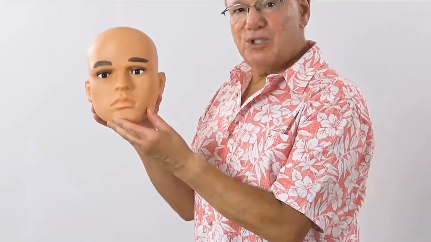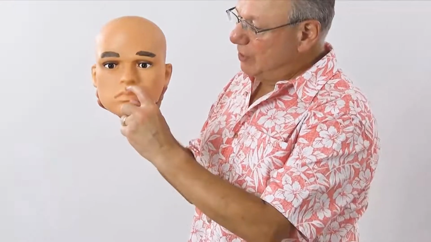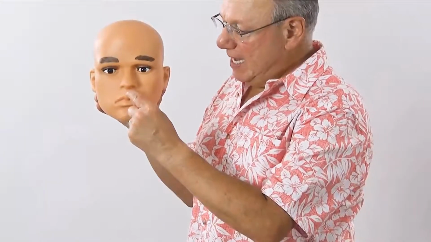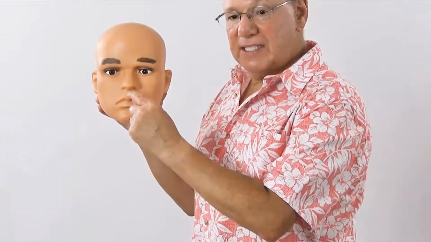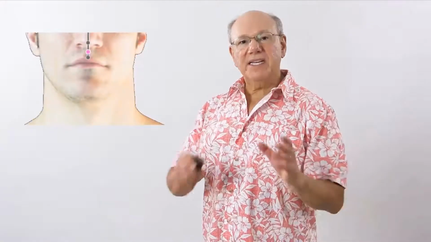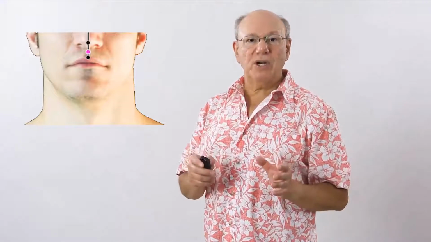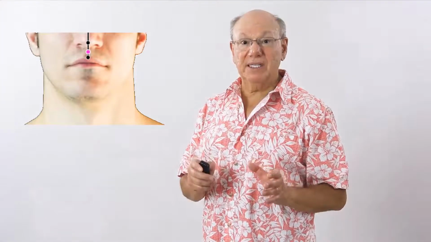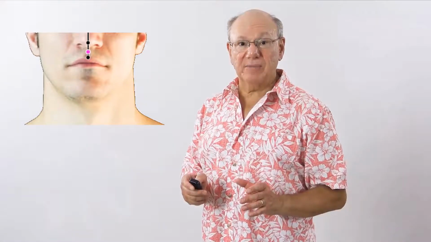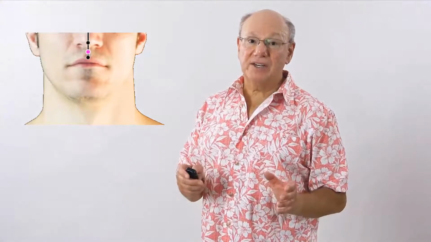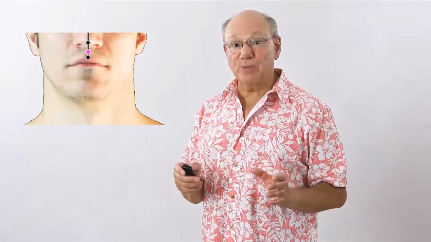To find Governing Vessel 26, press into the center of your philtrum, and press slightly up or slightly down until you find a tender spot. Stimulate Governing Vessel 26 by rubbing or pressing 5 times rapidly. Then take a break for a count of 5, and then repeat 4 more times. The skin in your face can be tender, so be sure not to use too much pressure.